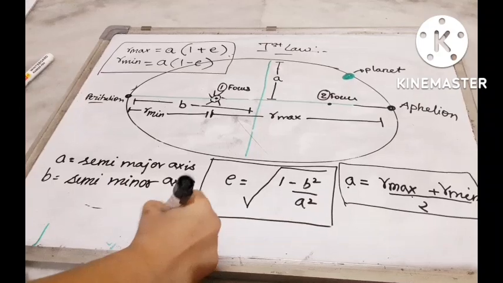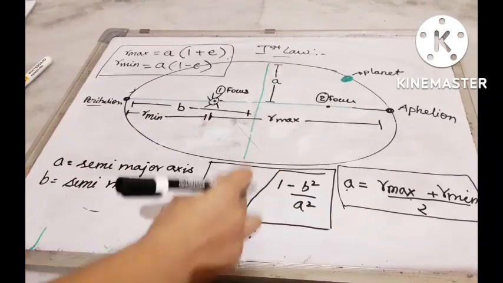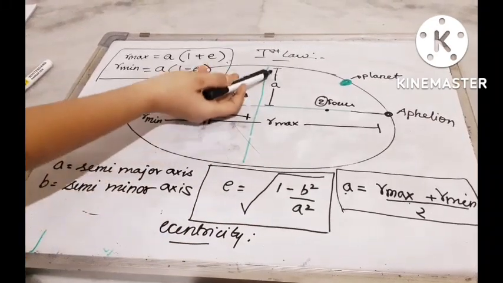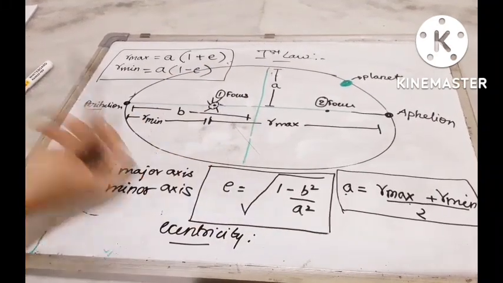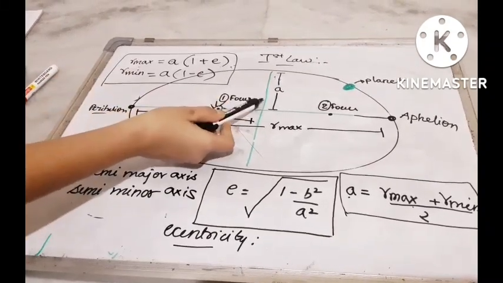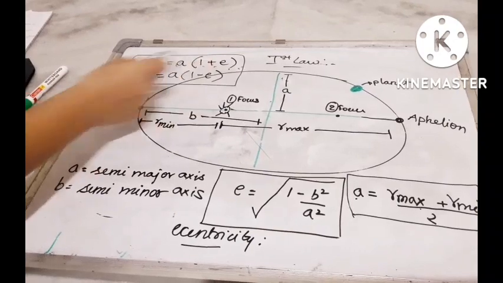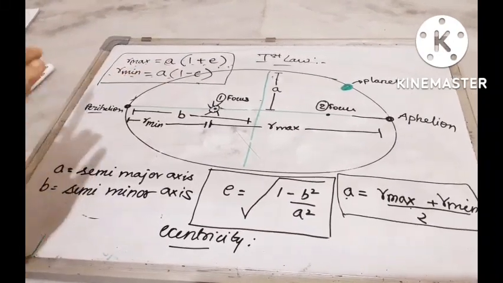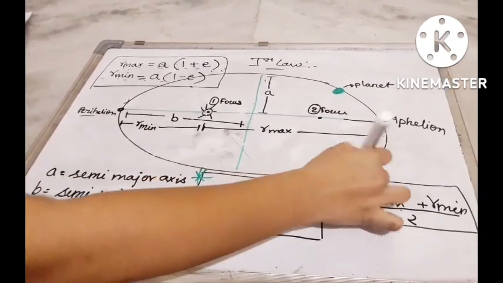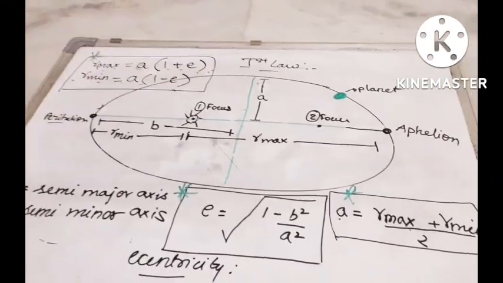And we calculate eccentricity for the planets by this formula, which is under root 1 minus b square upon a square. And you can also say that the semi-major axis is nothing but the average of R maximum and R minimum distance. And you can also relate R maximum, semi-major axis and eccentricity with this formula. So R maximum is equal to A into 1 plus E, and R minimum is equal to A into 1 minus E. So till now I have just taught you three formulas which are very important. Just these three formulas you need to remember with regard to the first law of Kepler.